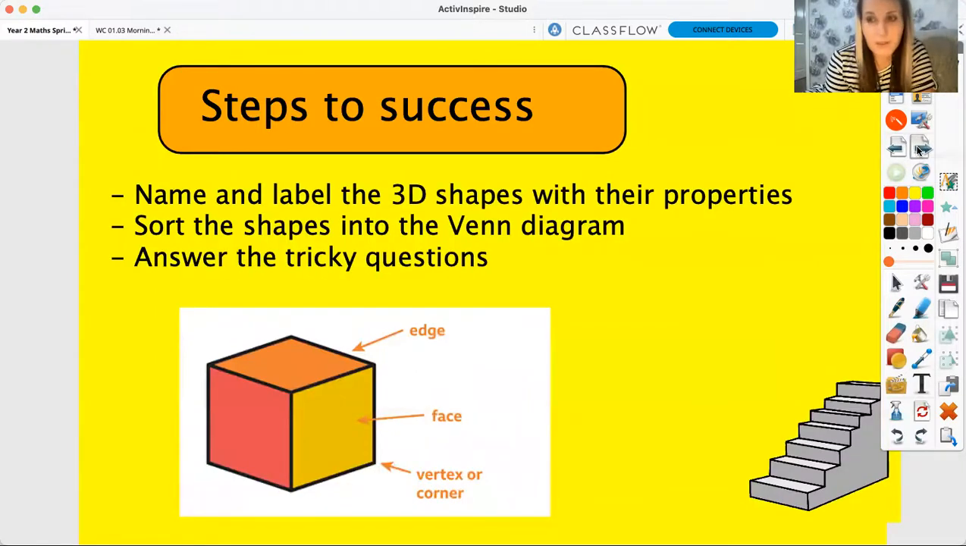So, my darlings, you need to name and label the 3D shapes with their properties. You need to sort the shapes on the Venn diagram and you need to answer the tricky green questions if you get on to green. Now, grown-ups, I've done a grown-up cheat sheet on the website. So if you want to have a little look at that to give you a hand with today's maths, you are welcome. And of course, any questions, we are here to help.